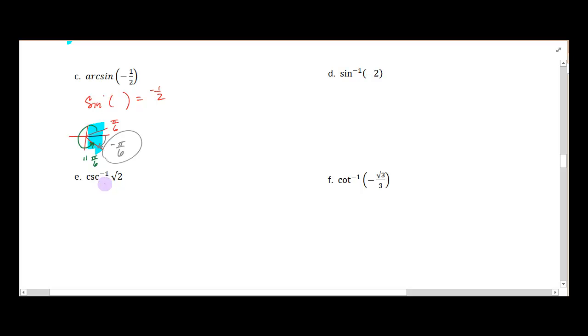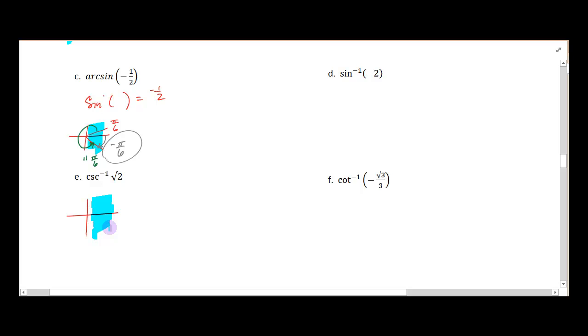Let's look at cosecant, because this one's kind of hard to think about at first, since it's not one of the sine, cosine, and tangent functions. So we're looking at the inverse cosecant of the square root of 2. First of all, inverse cosecant is going to live in quadrants 1 and 4, similar to sine. So it has to live here in quadrants 1 and 4.